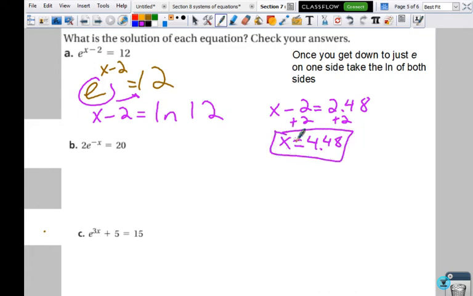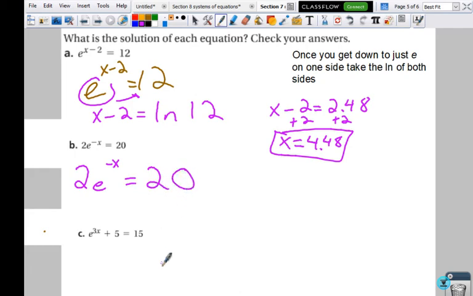You're just converting it from your regular exponential form into logarithmic form. But because it's base e, it changes into a natural log. It's special. Alright. Our next one is 2 e to the negative x equals 20.